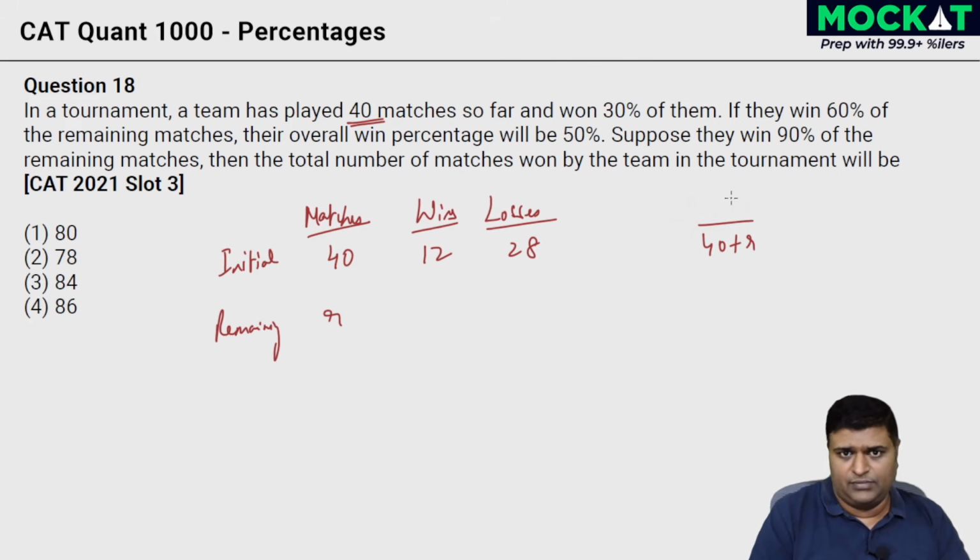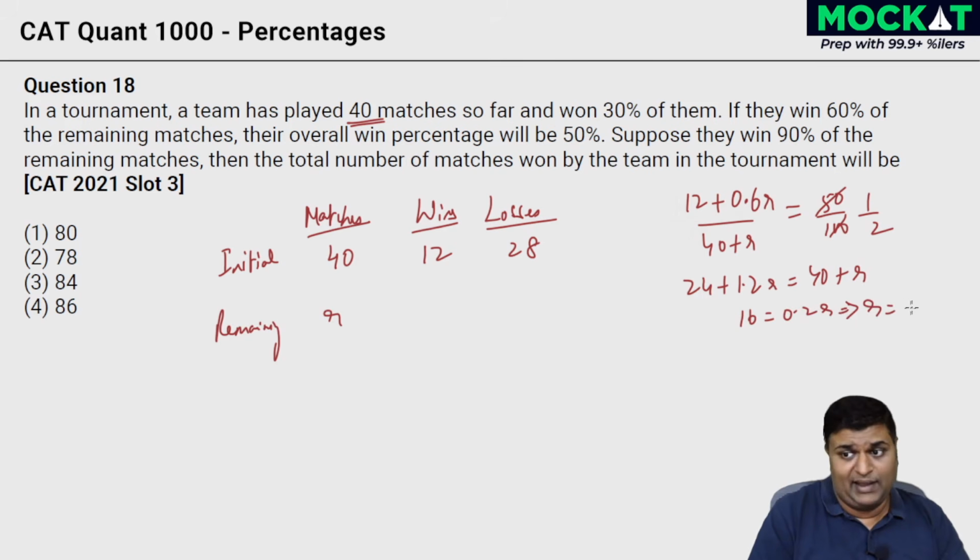If 60% of the remaining matches are going to be wins, then out of 40 plus R, you're going to be winning 60% of it. So the wins so far are 12, and you're winning 60% of the remaining, 0.6 R. That's going to give us an overall win percentage of 50%. 50%, you can write it as 50 by 100, or at this stage, you can simply write it as 1 by 2, half. That's going to be the ratio between these two. Cross multiply and get done. 24 plus 1.2 R equals 40 plus R. 16 equals 0.2 R. And 0.2 is nothing but 1 by 5. So R equals 16 into 5, which comes to 80.